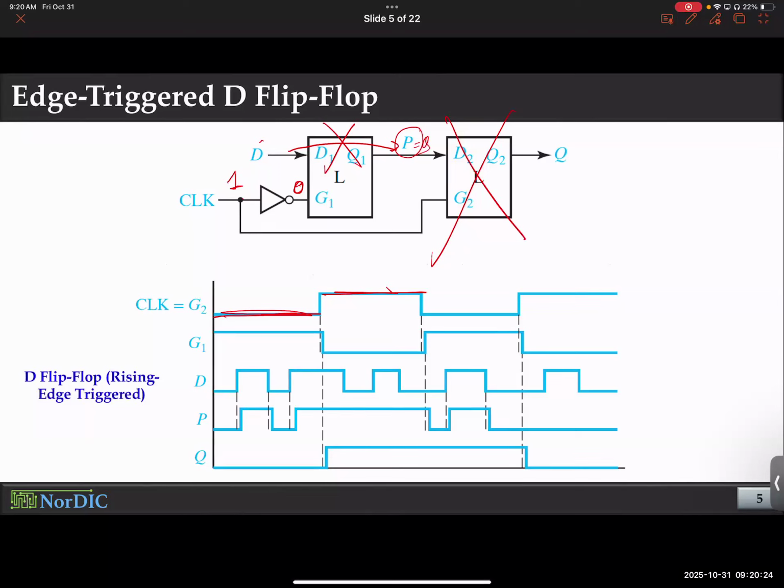Right? It will stop sending the data to the output. Even if you keep changing the data, doesn't matter. You don't send anything to the output anymore. But meanwhile, let's see what happens to the other guy.